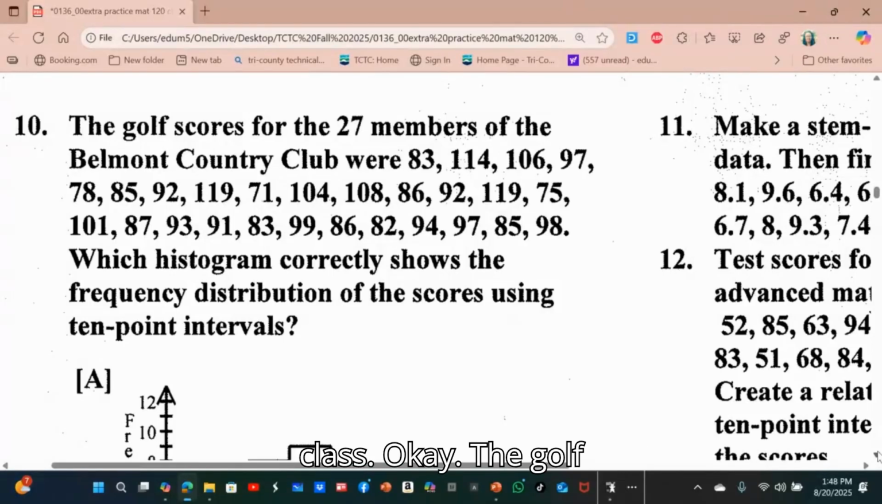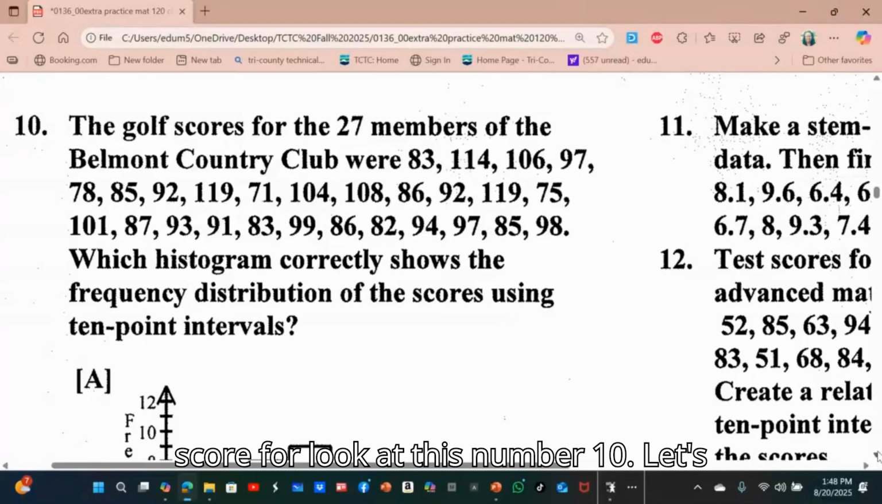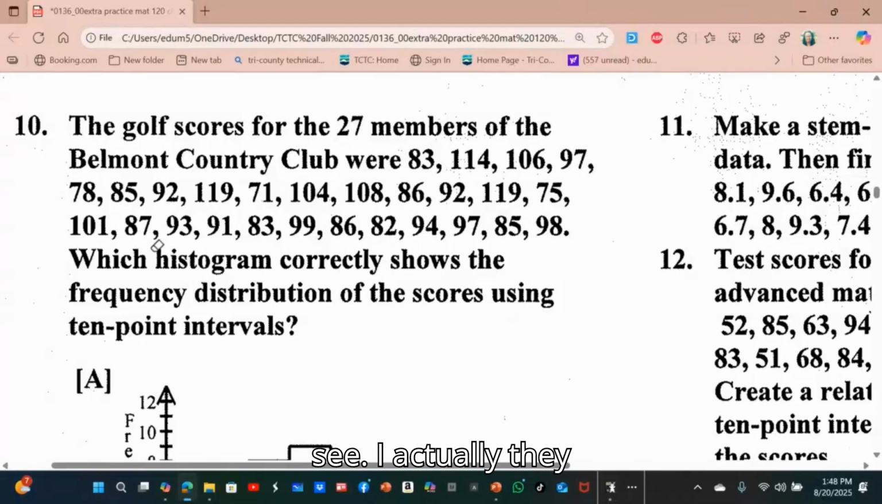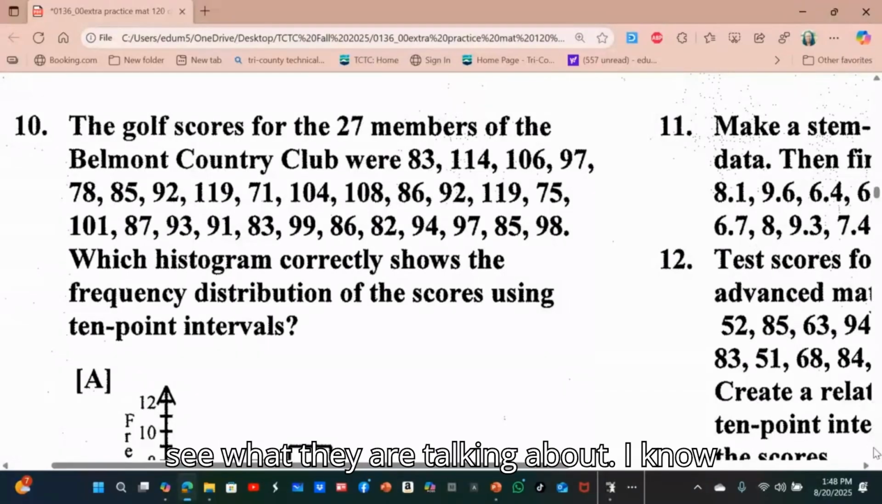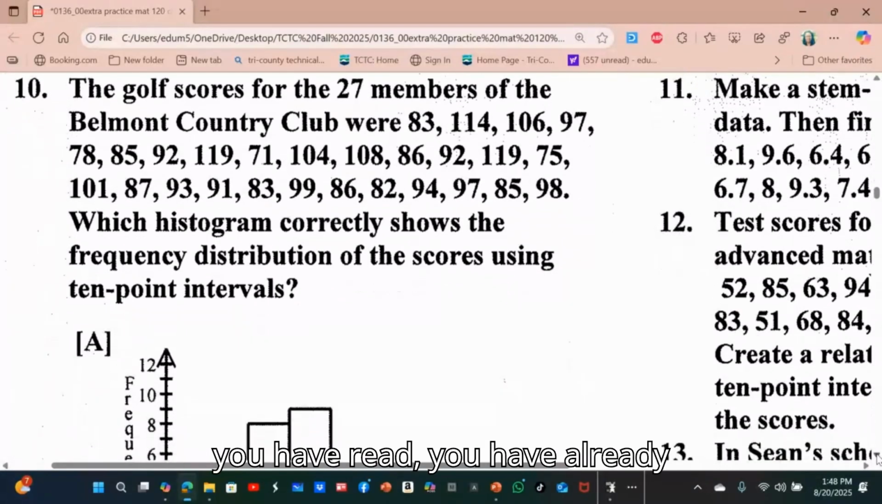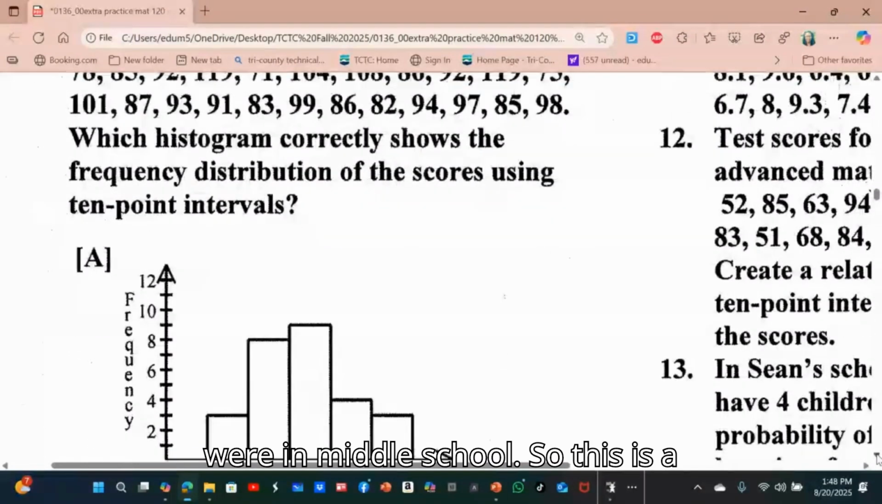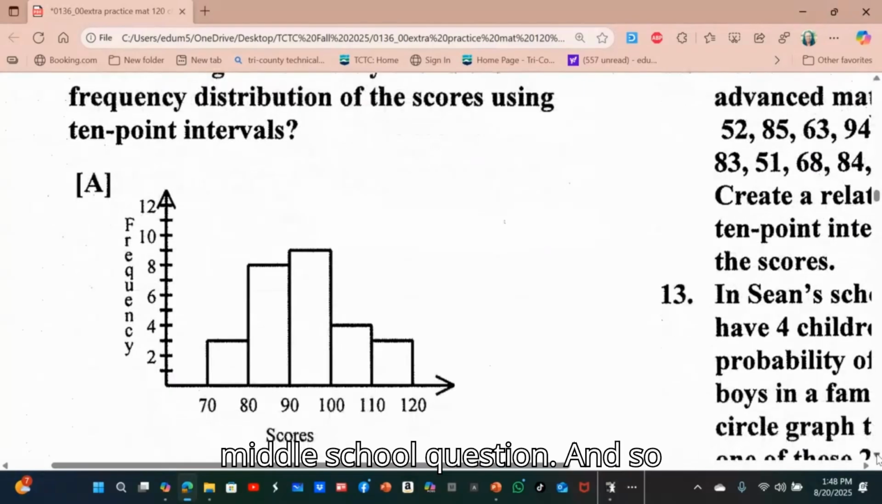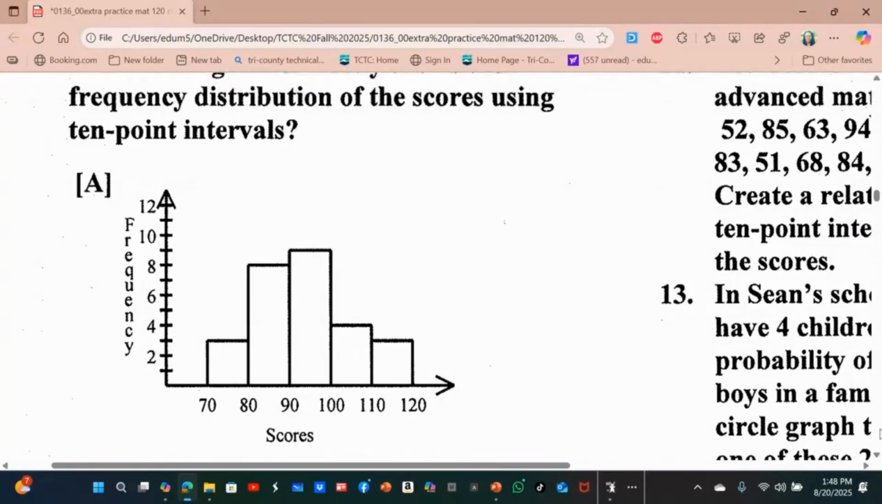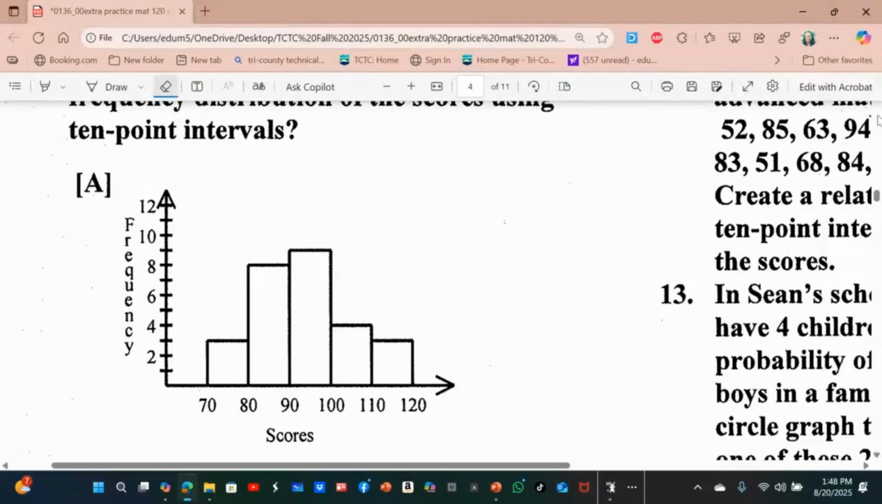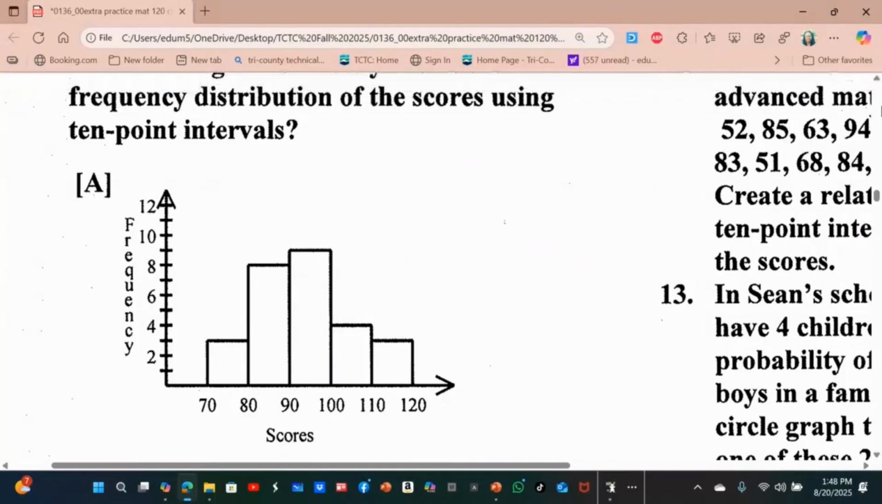Okay, the golf score, look at this, number 10. Let's see. Actually, they did this distribution for us. So let's see what they are talking about. I know you have already been given histograms when you were in middle school. So this is a middle school question. Let me see what the question is asking us to do. Okay, so let's see.